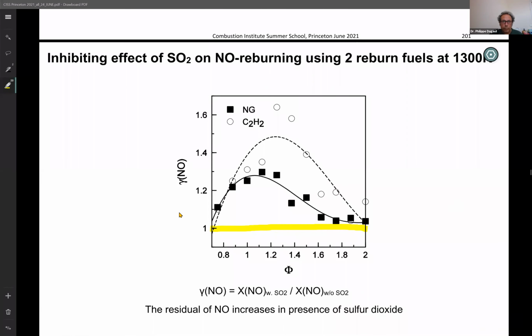Well, it doesn't decompose; it reacts with radicals, certainly at lower temperatures than the NNH mechanism. So the reactions which are important, I showed you, are HCCO plus NO, but also CH2 plus NO and CH plus NO.